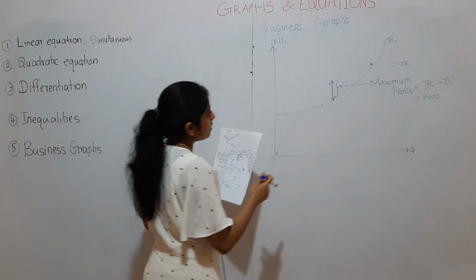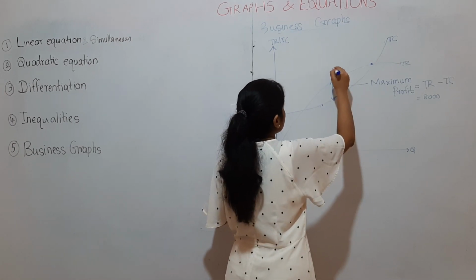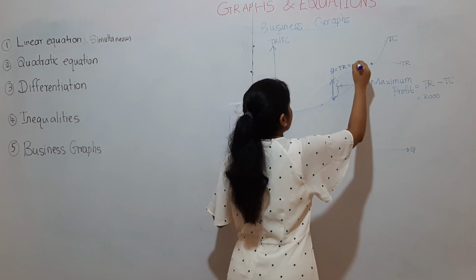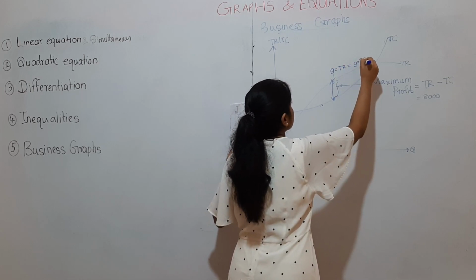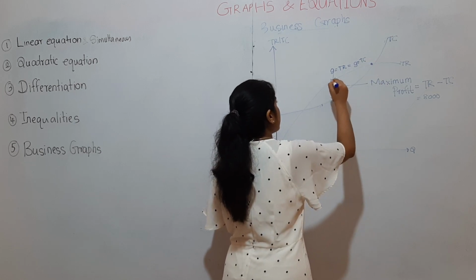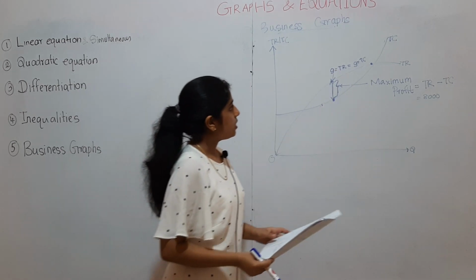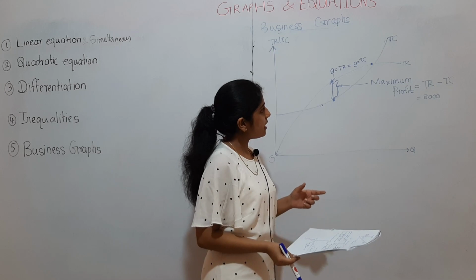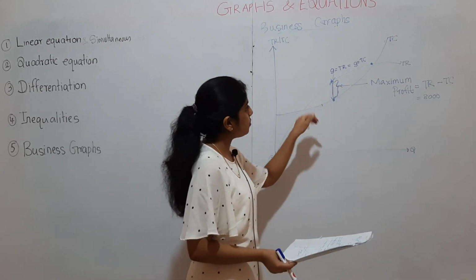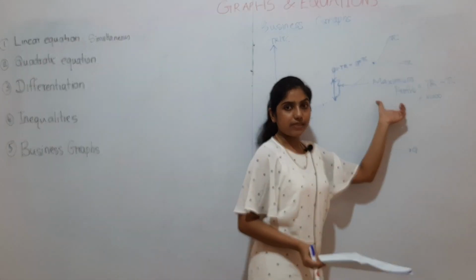At this point, the gradient of total revenue will be equal to the gradient of total cost at this point and this point. The gradient is the same in each curve. So in the question they might give you the equations of these two curves and ask you to find the maximum profit value.